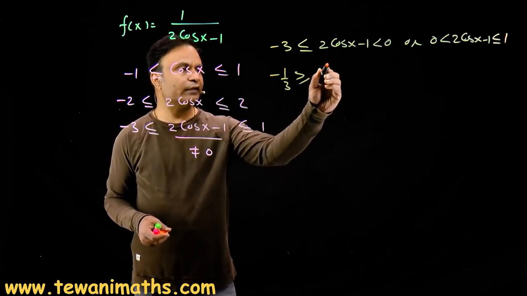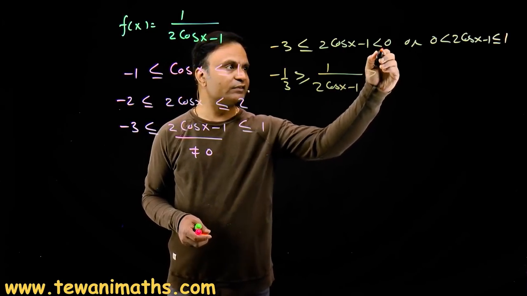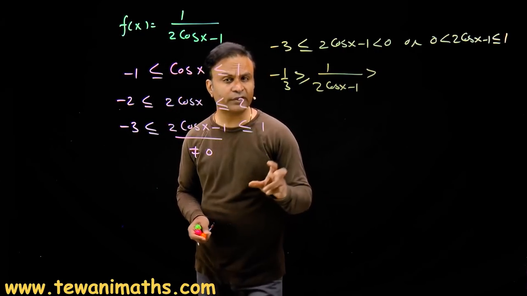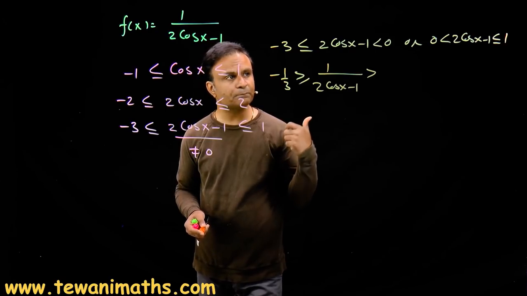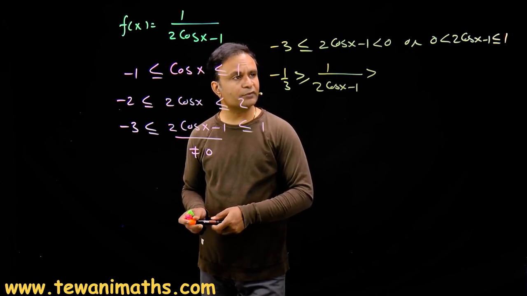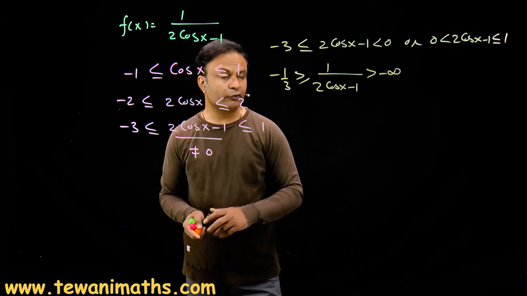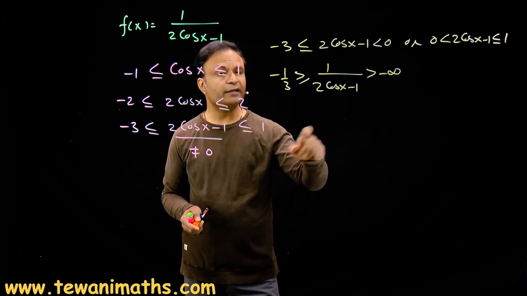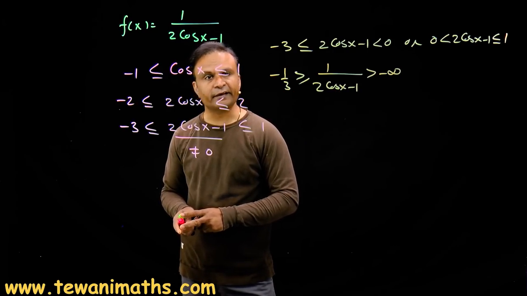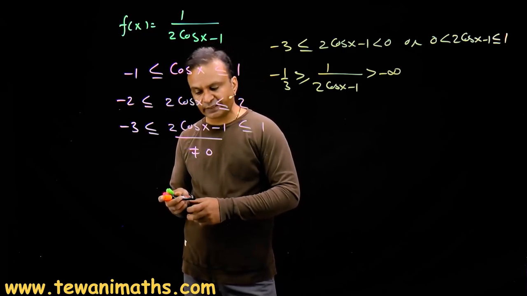Okay. So here we have 1 upon 2 cos x minus 1. What is reciprocal of this 0? Now this 0 is not exact 0. This is slightly lesser than 0. The reciprocal, which is minus infinity. You have to be cautious while squaring the inequality and while taking reciprocal of inequality.